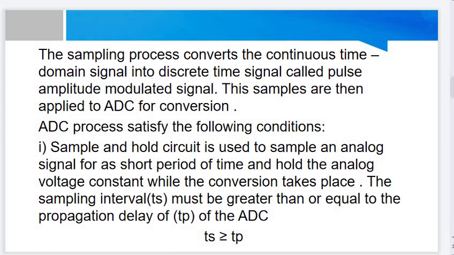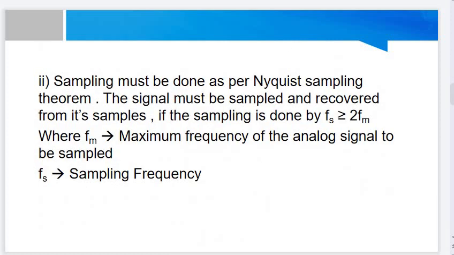The ADC process satisfies the following conditions. First one, the sample and hold circuit is used to sample an analog signal for a short period of time and hold the analog voltage constant while the conversion takes place. The sampling interval must be greater than or equal to the propagation delay Tp of the A to D converter, that is Ts is greater than Tp.